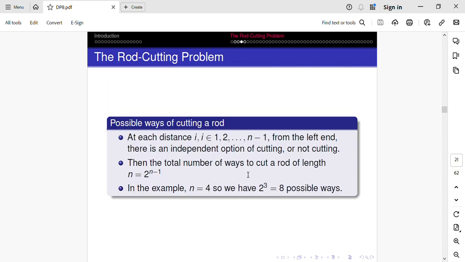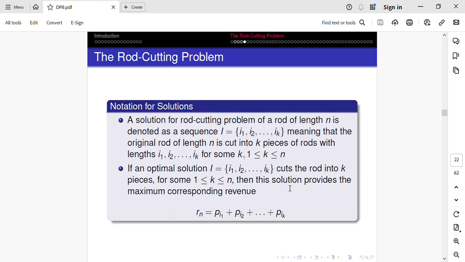Now, how many ways can we cut a rod of length n? For each distance i from 1 to n minus 1, there is the choice of either cutting or not cutting. So there are 2 possible choices for each of the positions from 1 to n minus 1, and therefore 2 to the power n minus 1 possible ways we can cut a rod of length n. In the example, n is equal to 4, so we have 8 possible ways to cut.